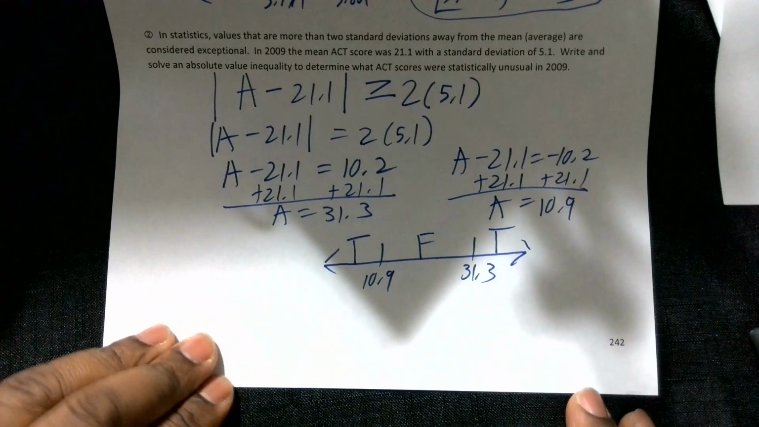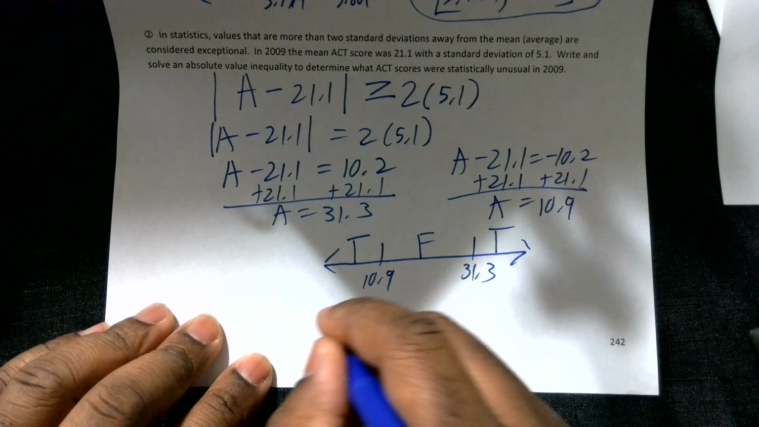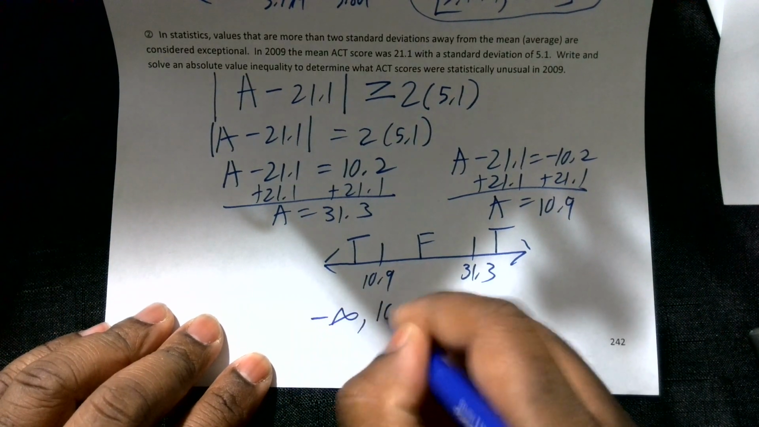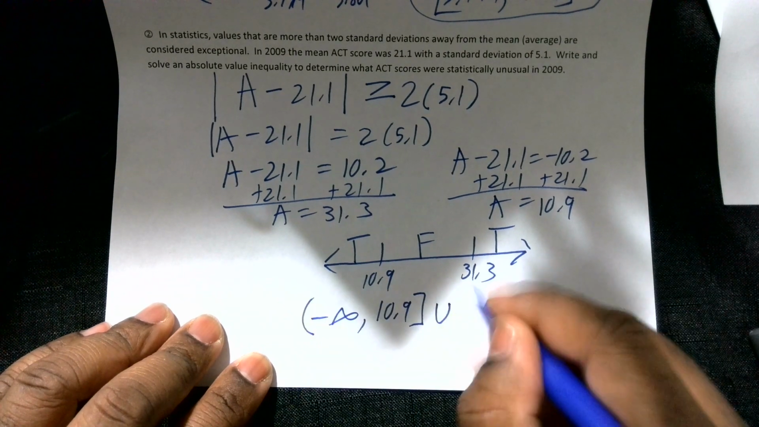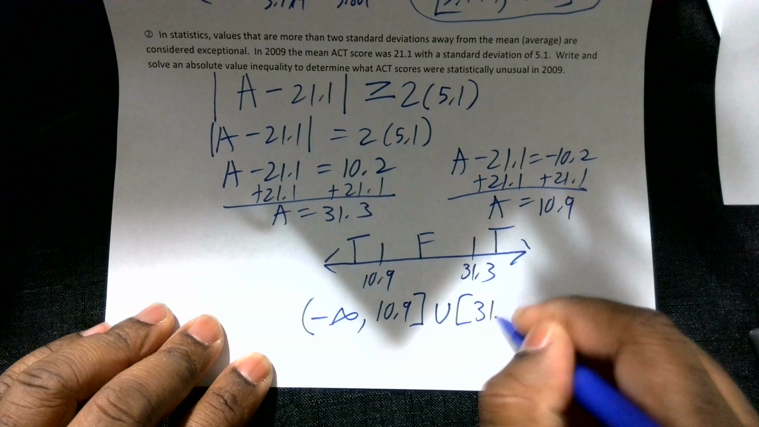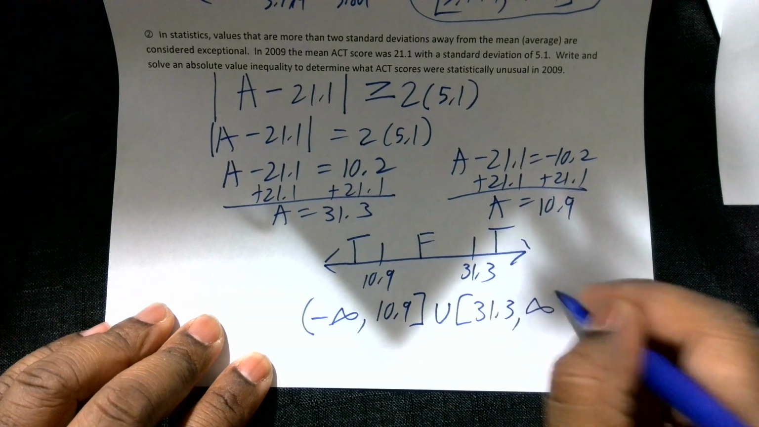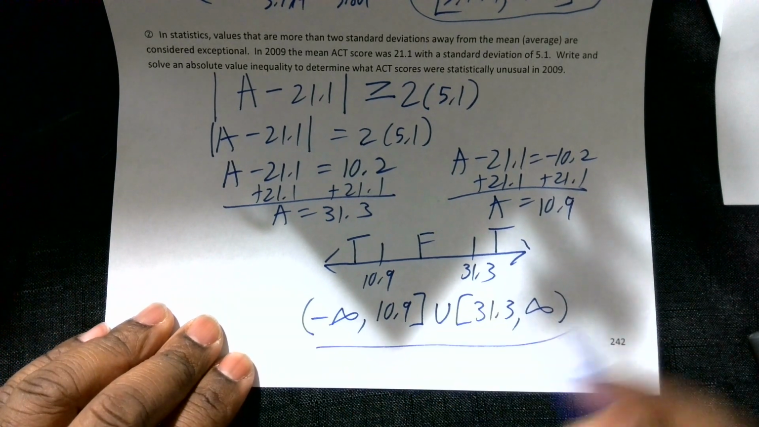So, our interval would go from negative infinity to 10.9. It'll be a bracket on the 10.9. Union will be bracket 31.3 to infinity. And this will be your final answer.